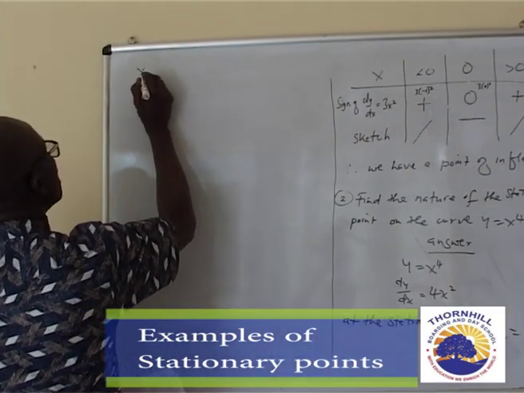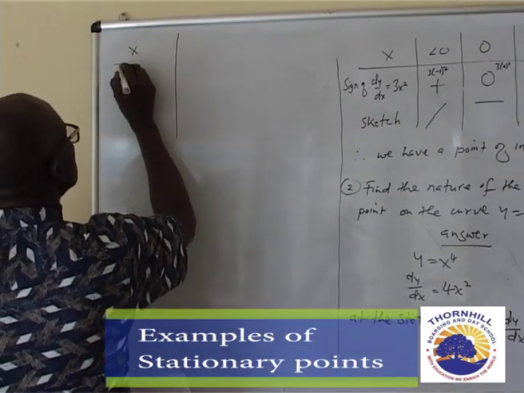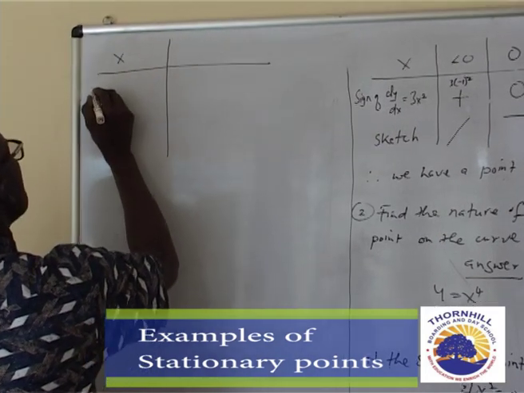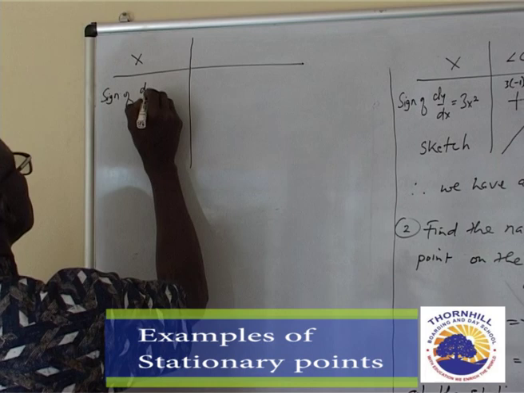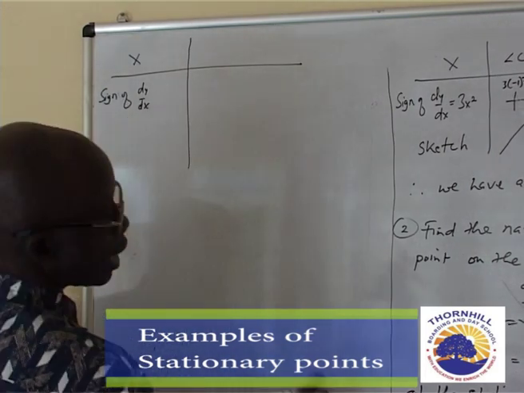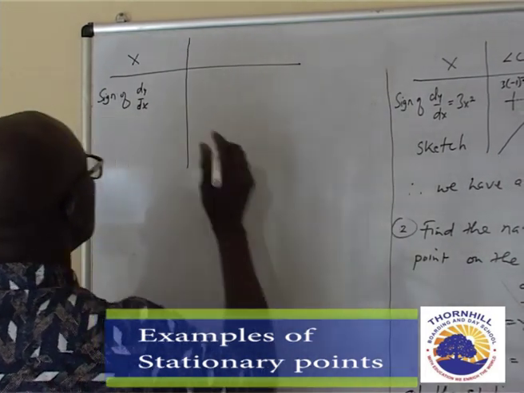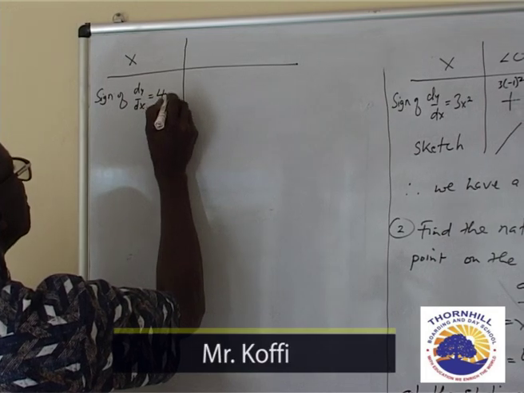The table, you have your x, you have the sign of dy dx. What is your dy dx here? 4x squared.